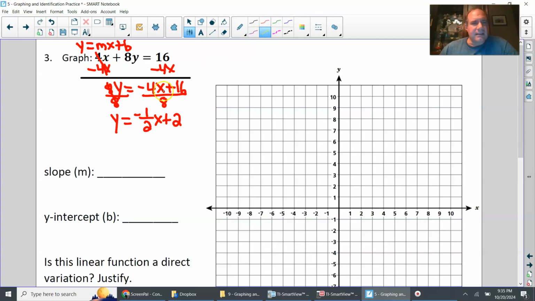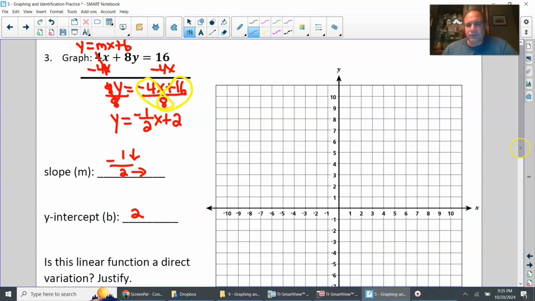So that's exactly where you get it. Negative 4 divided by 8 is negative 1/2, and 16 divided by 8 is 2. So I'm going to put the slope as negative 1/2, and I'm putting the negative next to the 1, and the y-intercept is 2. So that is a down because it's negative 1, and 2 because it is positive.